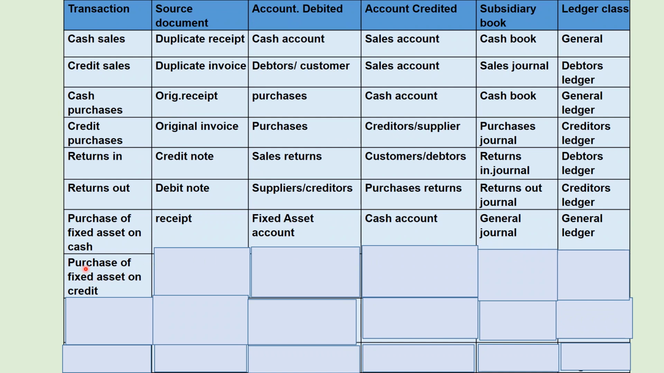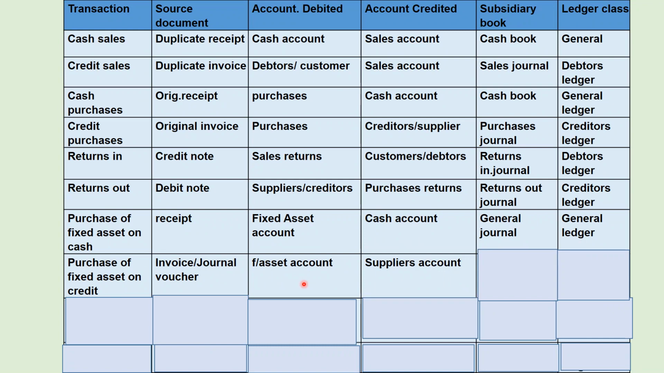So the next one is where you purchase fixed assets, but this time on credit. This is also like credit purchases. In this one, the source document is called the invoice or journal voucher. Okay, and the account to be debited is the fixed asset account. The account to be credited is the supplier's account. The subsidiary book is the purchases journal, and the ledger class is the creditors ledger.